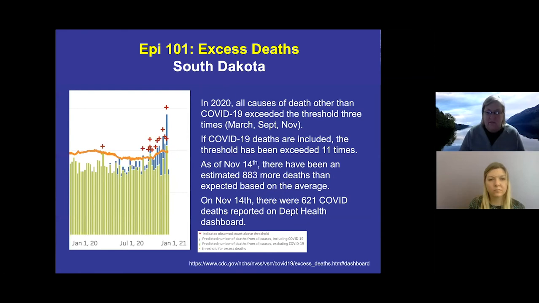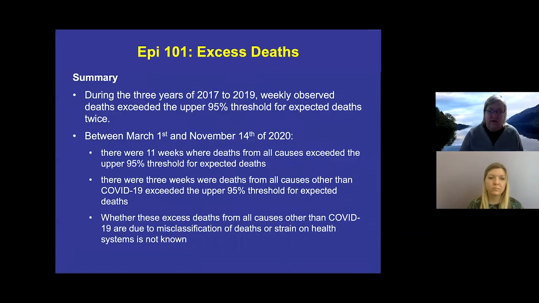Now, we can take the expected number of deaths based on the average, and we can subtract what we've actually observed from that to get at excess deaths. And as of November 14th, this last week, there have been an estimated 883 more deaths than what you would expect based on the average. But on November 14th, there were actually 621 COVID deaths reported on the Department of Health dashboards. So there's that difference of about 250 deaths more than what we would have expected.